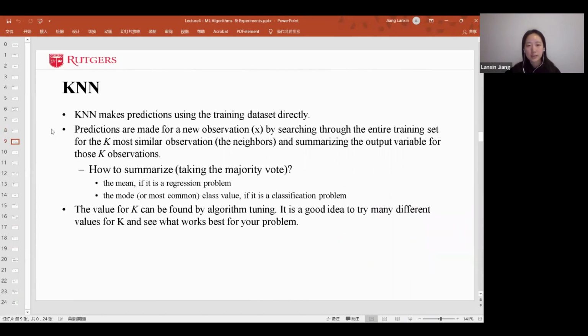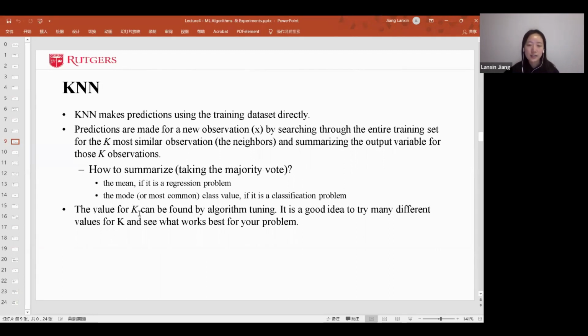So KNN makes predictions using the training dataset directly. The predictions are made by searching through the entire training set for the k most similar observations, or the k nearest neighbors, and then summarizing the output variable for those k observations. So how do we summarize the output variables for the k nearest neighbors? If it's a regression problem, we just take the mean. If it's a classification problem, we just take the mode, or the most common class value.